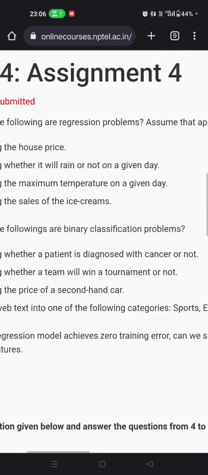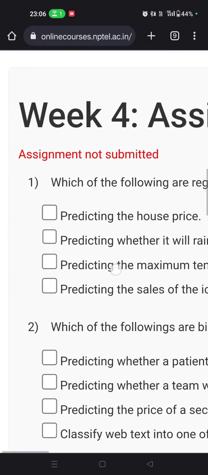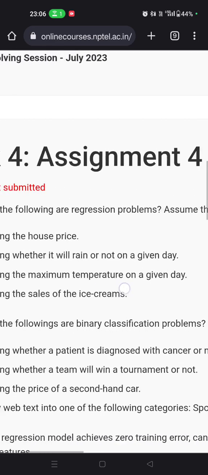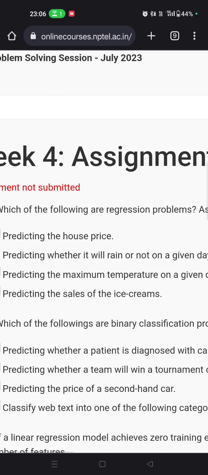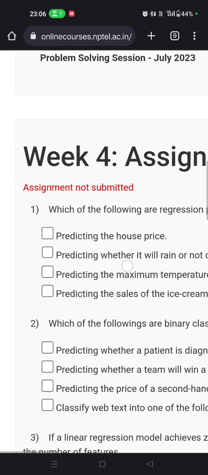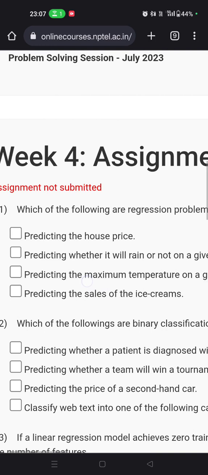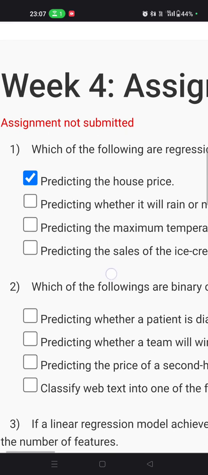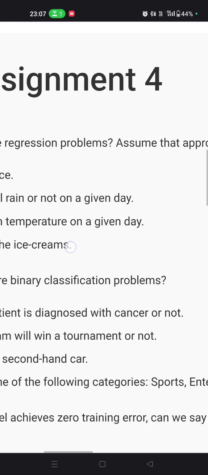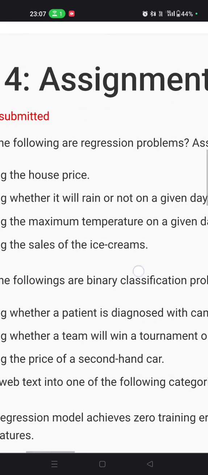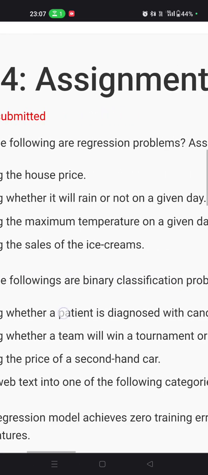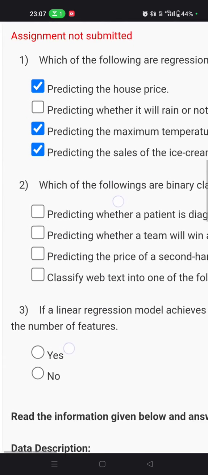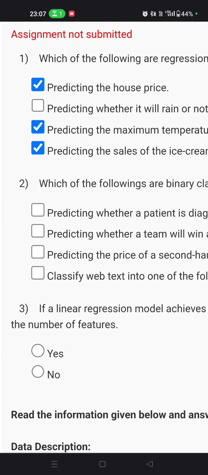In the second part he is asking which of the following are regression problems, assuming the appropriate data is given. At first you must understand, as we already discussed in the previous lecture: predicting the house price, number one. Predicting whether it will rain or not, impossible. Predicting the maximum temperature, it is possible. Predicting the sales price, it is possible. We already explained this question in class. What is the price of the diamond, what is the price of the gold, we can predict.